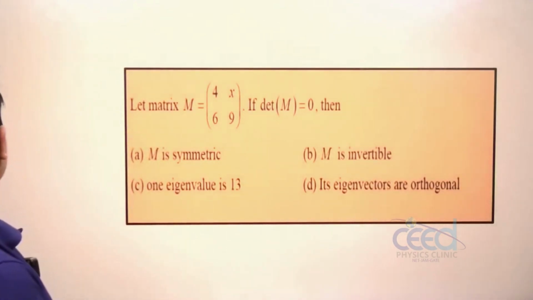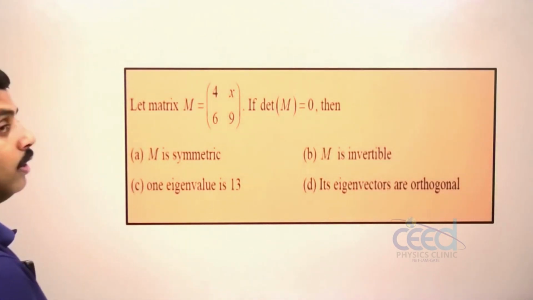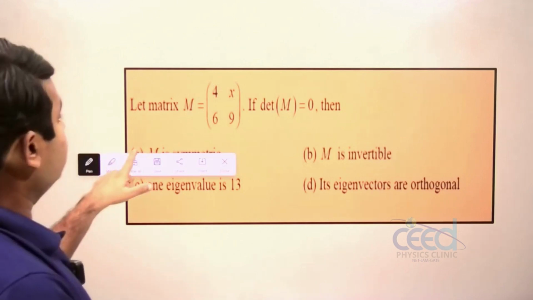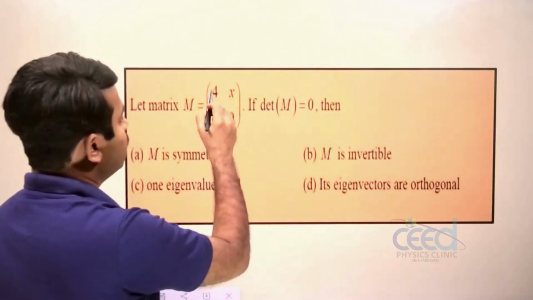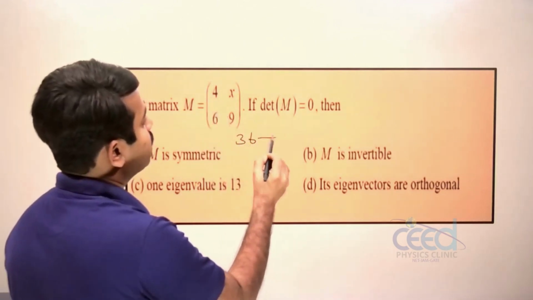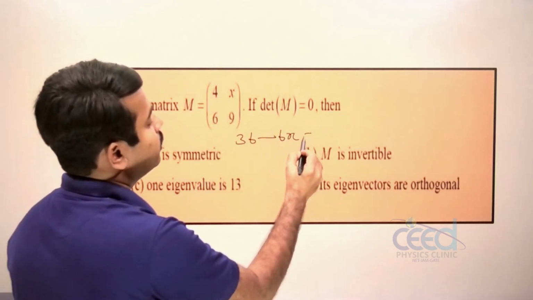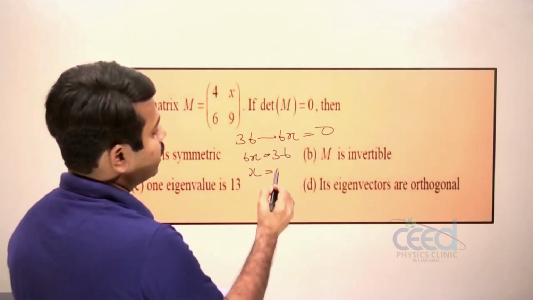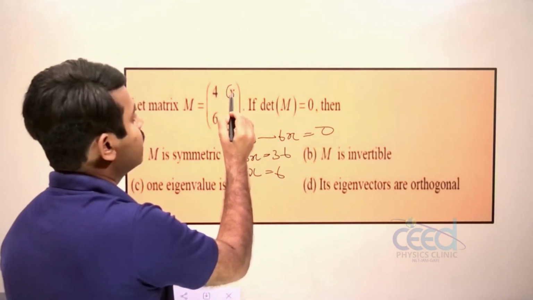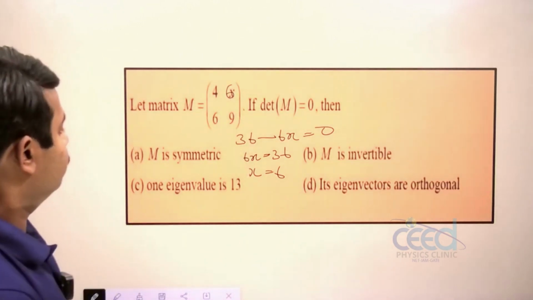Let a matrix M be given. The determinant of M is given as 0. Determinant 0 means 36 minus 6x equals 0. That means 6x is equal to 36, so x is equal to 6. That means this x is equal to 6.